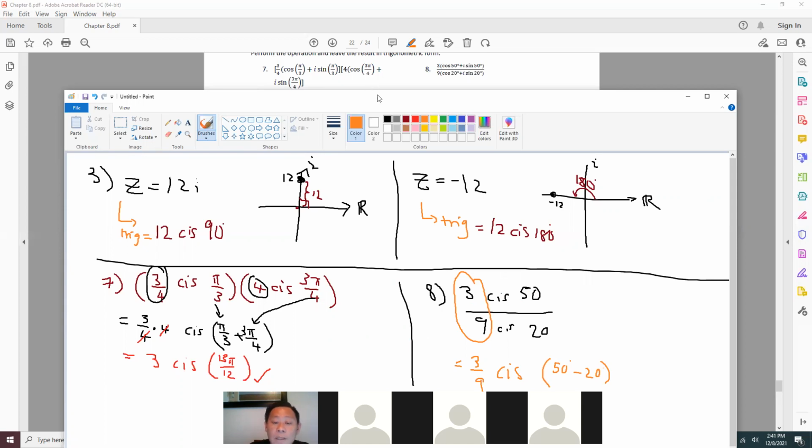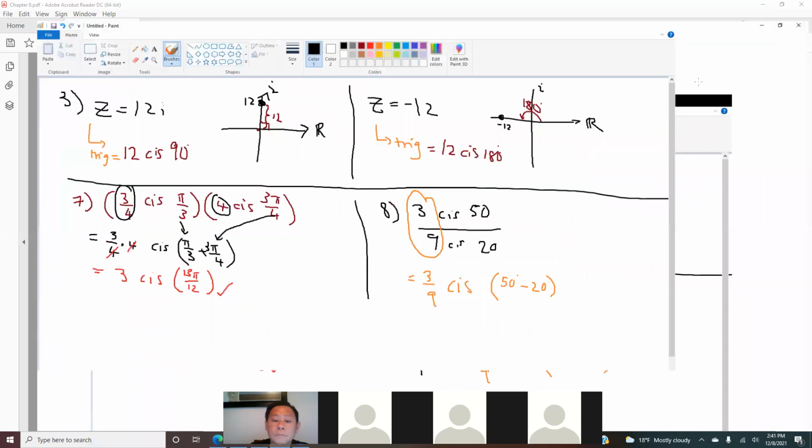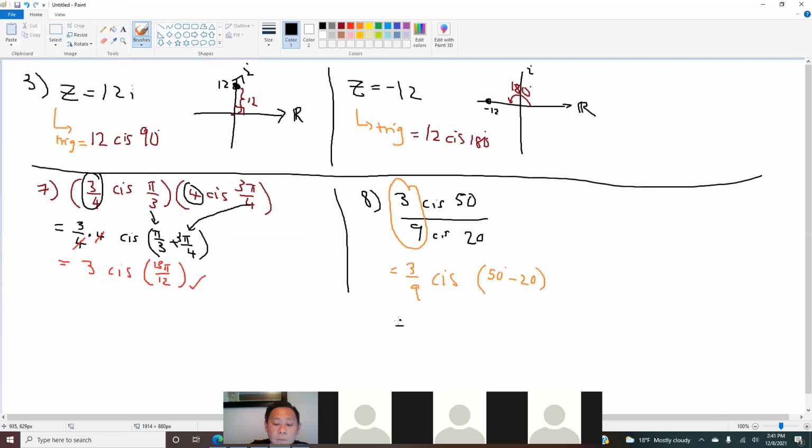So anyone know what 3 over 9 is in this case, if you reduce? 1 over 3. So this is 1 over 3 CIS of what?